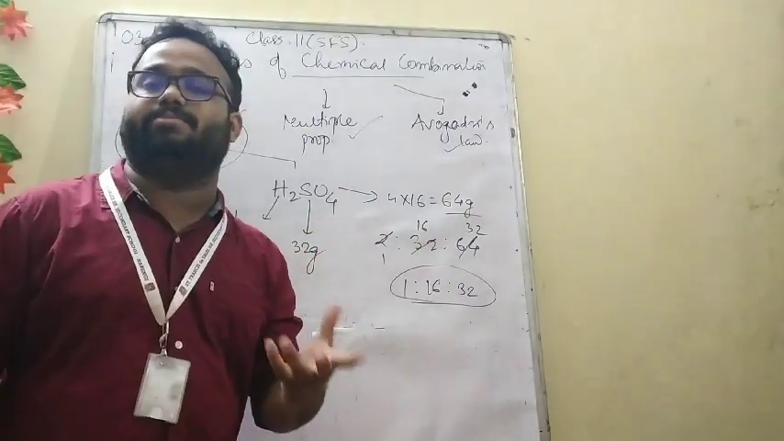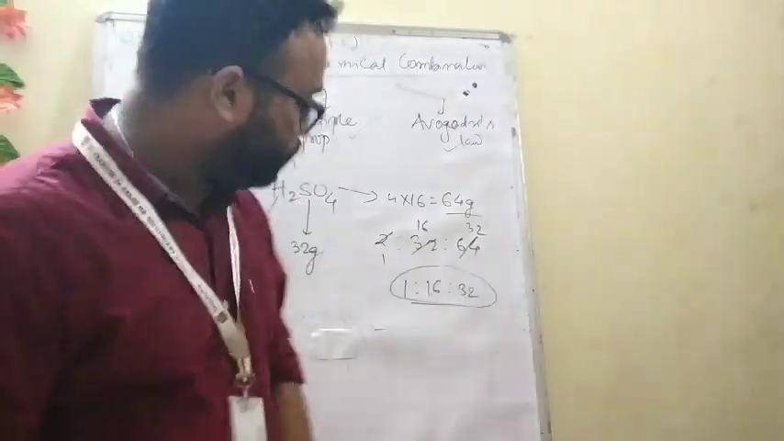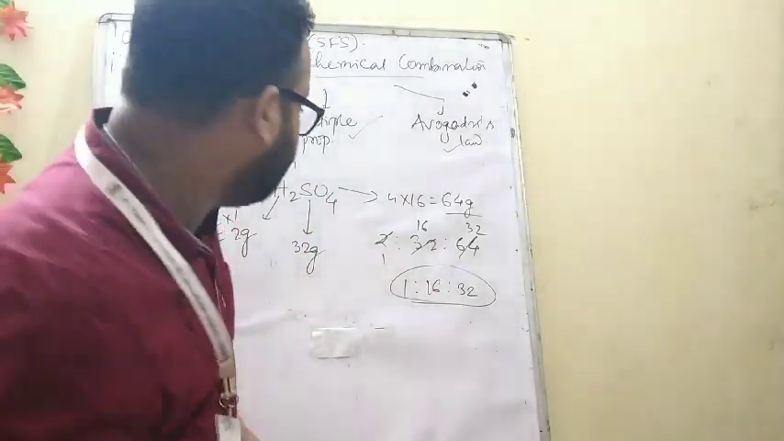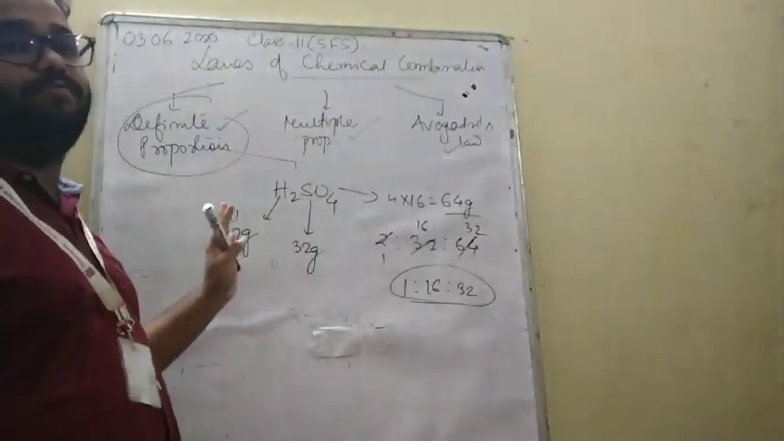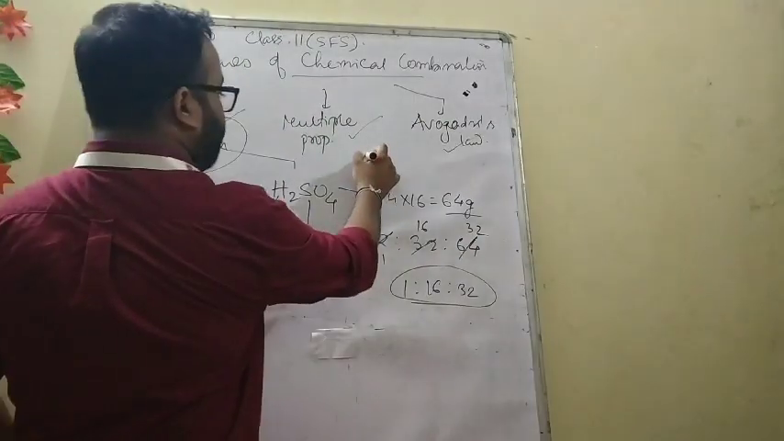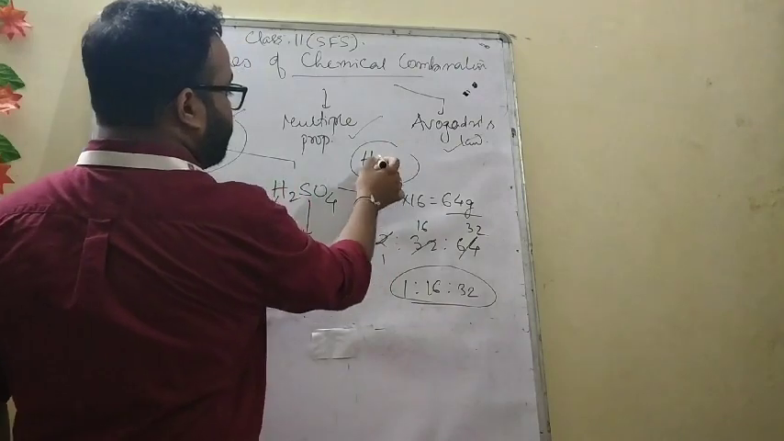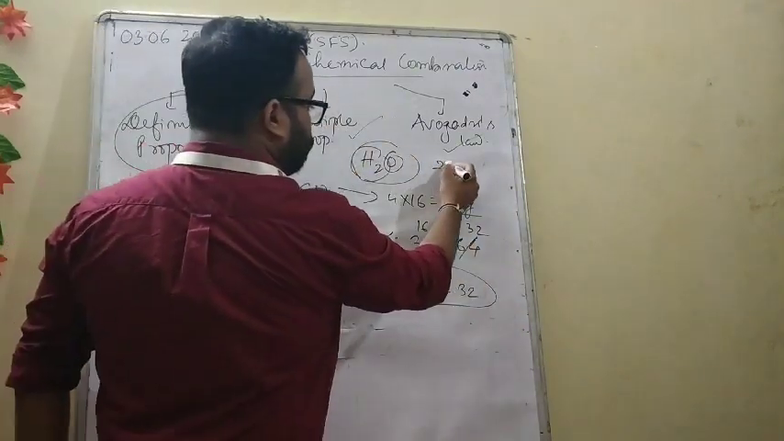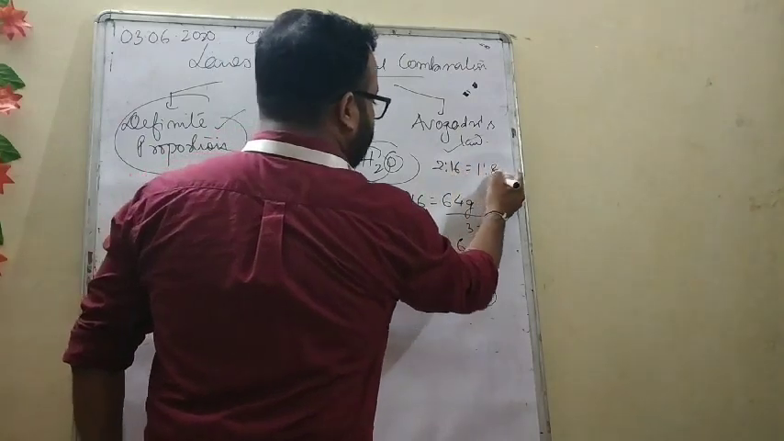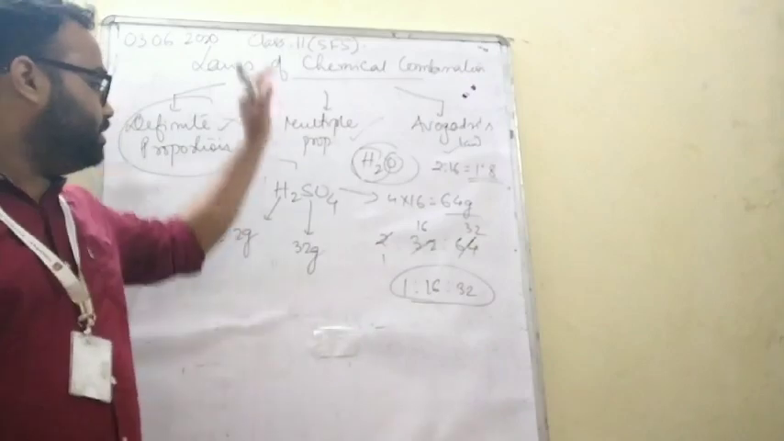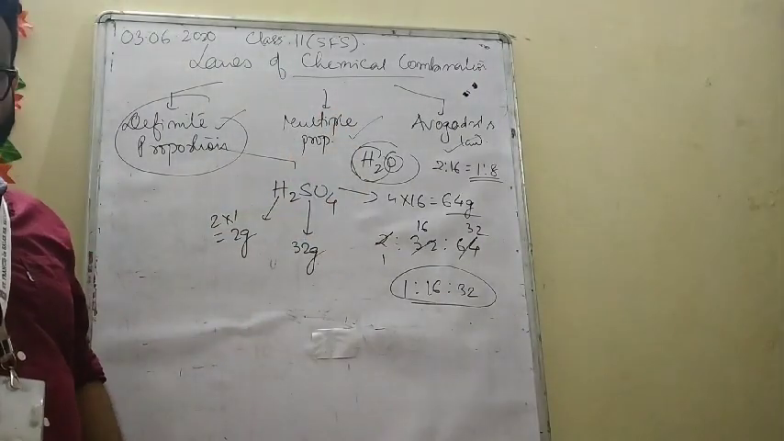These are the basic concepts of chemistry which I am teaching you, students. Understood? So this is the basic law of definite proportion. For example, in water, hydrogen is 2 grams and oxygen is 16 grams. So 2 to 16, that is 1:8. Clear? So this is the law of definite proportion.